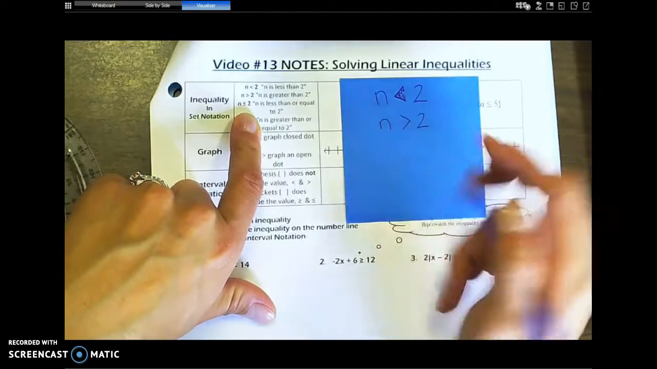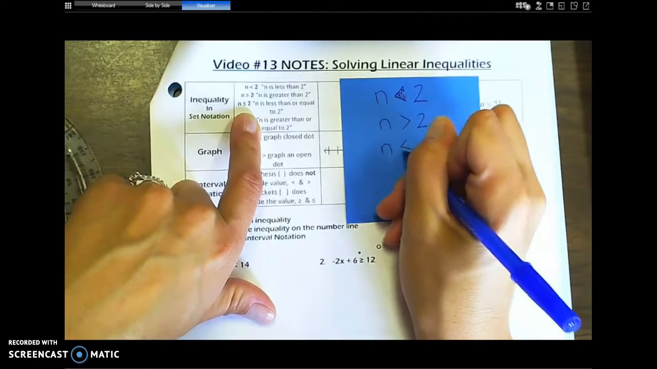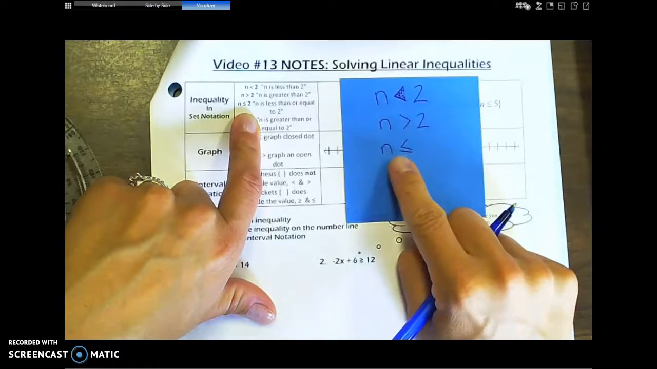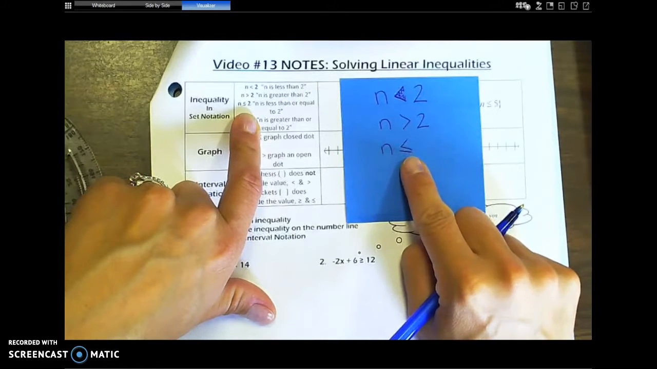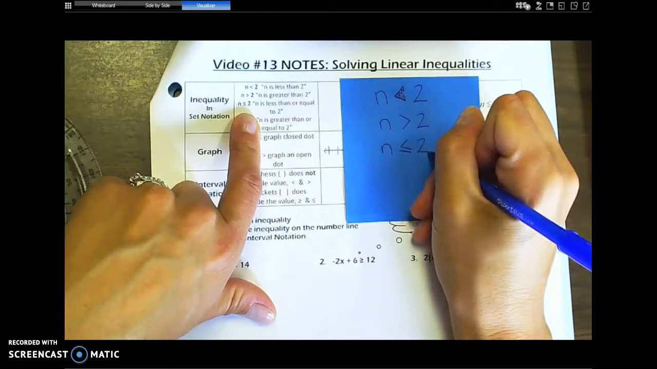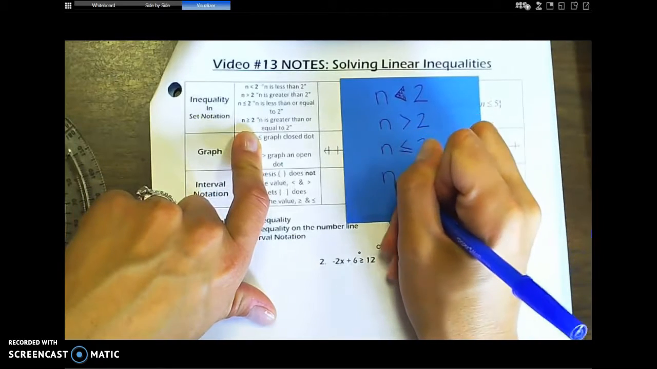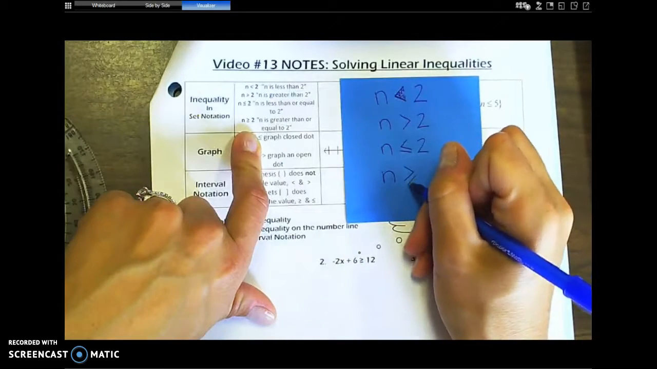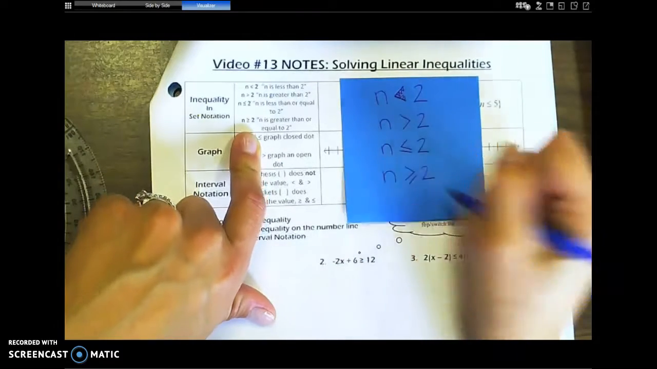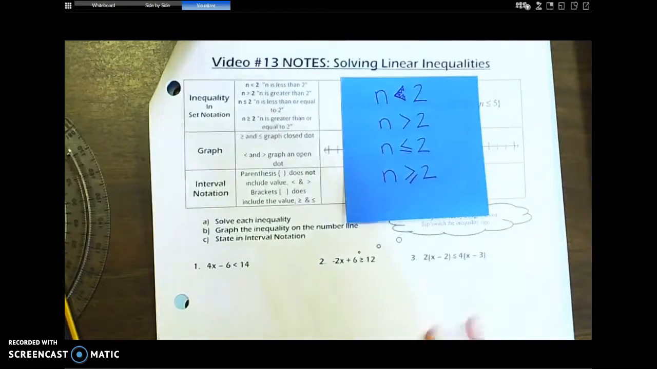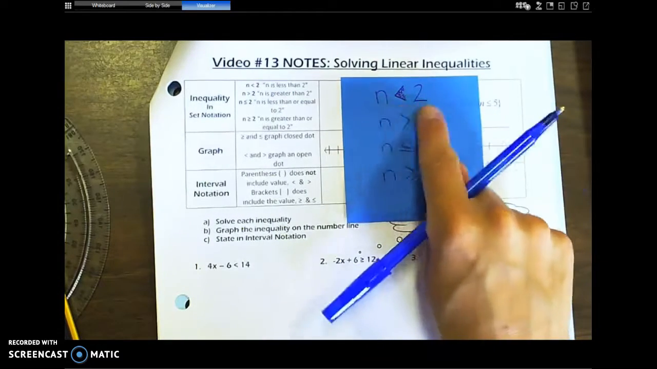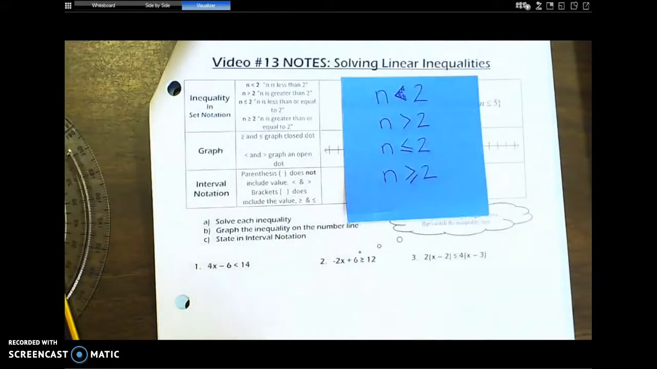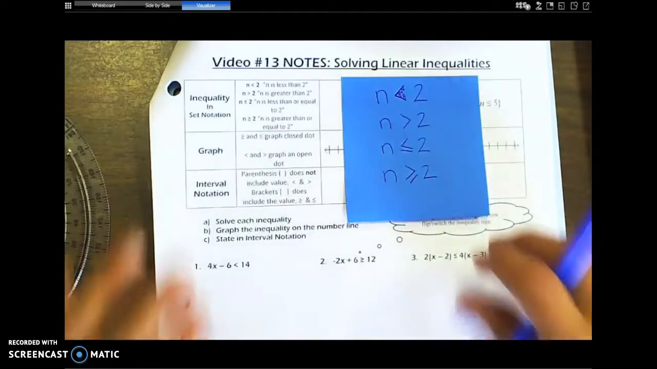Next, we're going to change it just a little bit and put that line underneath. Now it is n is less than or equal to 2. And the other one, we're opening up towards the n, so it's greater than, and the line underneath means or equal to 2. That's how we read our inequality. It's all numbers that are greater than or less than or equal to.